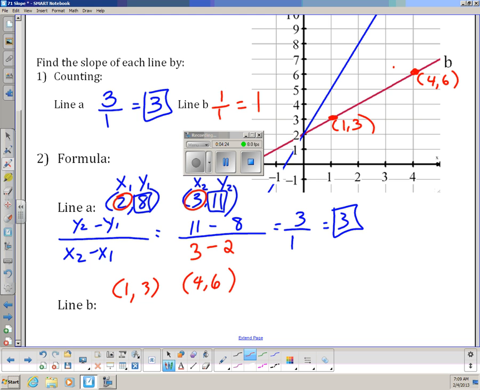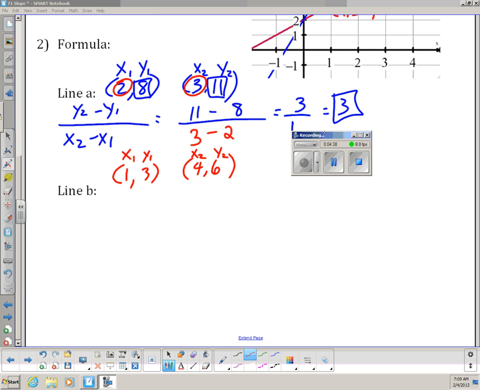I label x coordinate of the first point, y coordinate of the first point, x coordinate of the second point, y coordinate of the second point. I plug directly into my formula. Oops, let's get that out of the way.